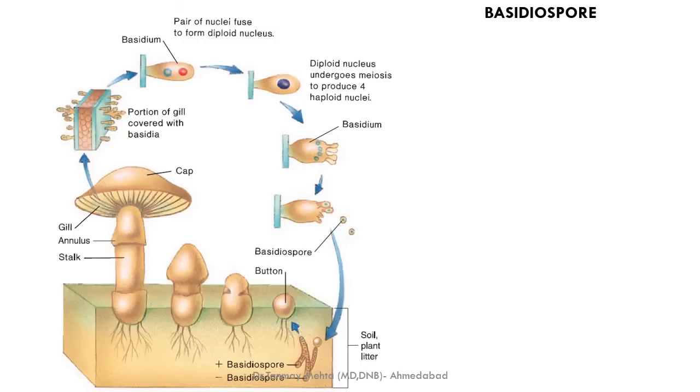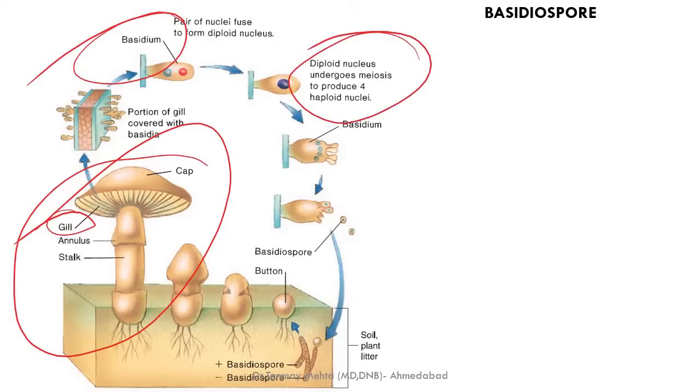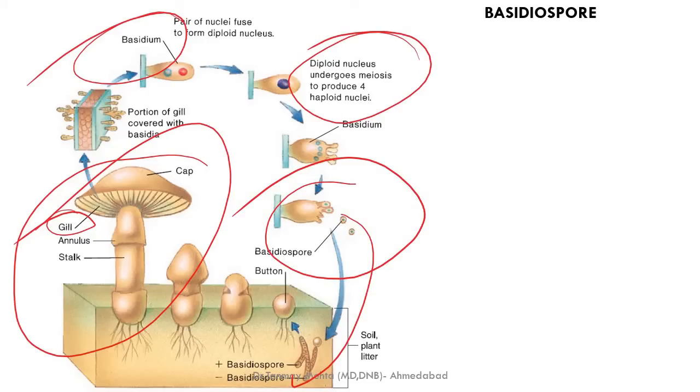Basidiospore, usually this structure is very familiar to you. It is a mushroom-like structure which has a cap, gills, annulus and stalk. It is gills which you can see at the base of this fungus. They will give rise to basidium, and this basidium will undergo meiosis to produce 4 haploid nuclei and produce Basidiospores, which further germinate and give rise to the fungus.